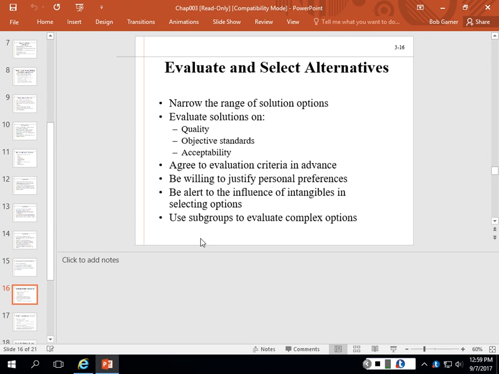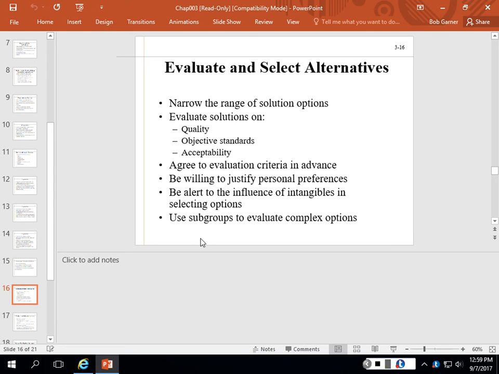So that's actually value. That's what we try to buy: value. Not the cheapest, not the most expensive, but what's the best bang for our buck? So we do it on quality, objective standards. They've got to be measurable, and then acceptability: will this actually work? We agreed to the evaluation criteria in advance, so you put that in writing.